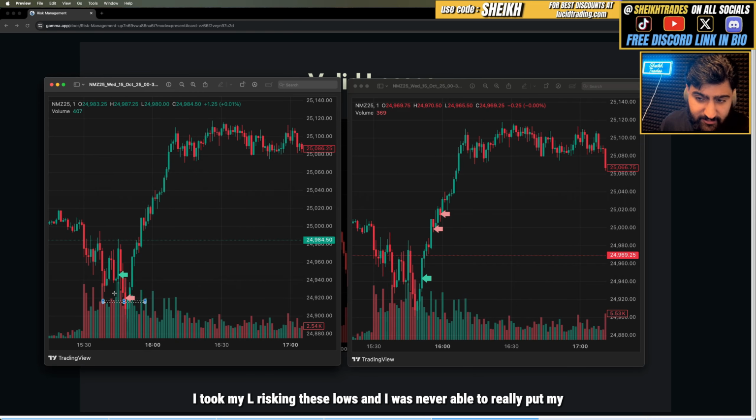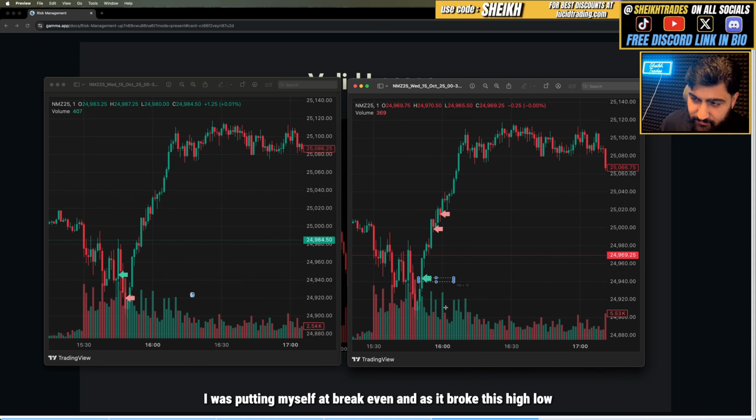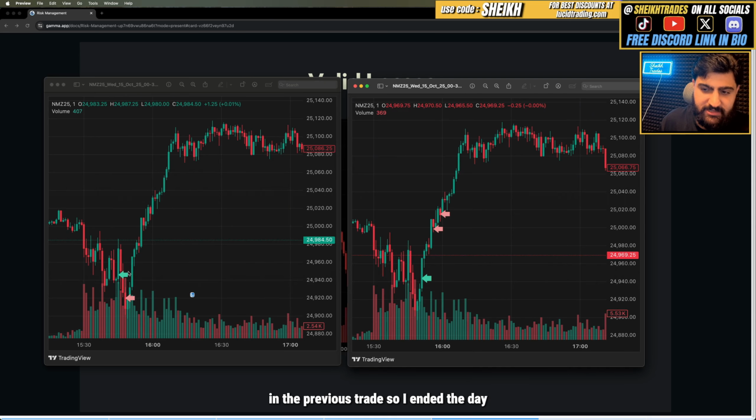If it had pulled back and made a new low, I could have put my stop loss at break even or below the low. It just never did that, which sucked for me because I really liked that trade and I was up around 40 points on it. But I also don't want to go break even instantly. You can see I risked the lows and I'm happy taking that L. Then as we rolled over, I re-entered here. I had my stop loss on these lows, and as the trade worked, I moved myself to break even. As it broke this high, low, low, high, I trailed my stop loss to here. It's a nice trade. I could have made more, but I was happy to make twice as much as I lost in the previous trade.